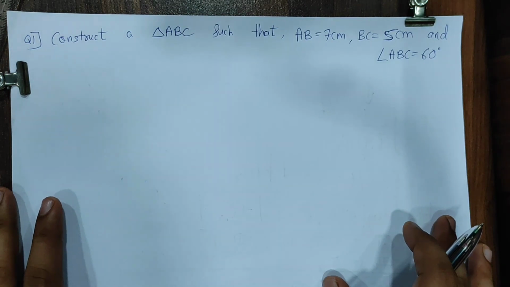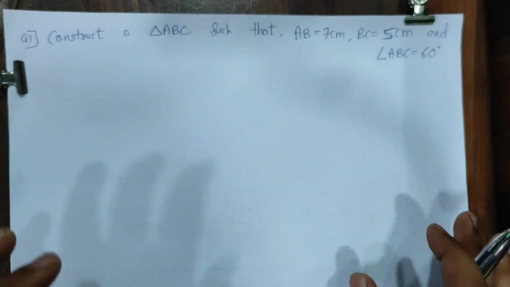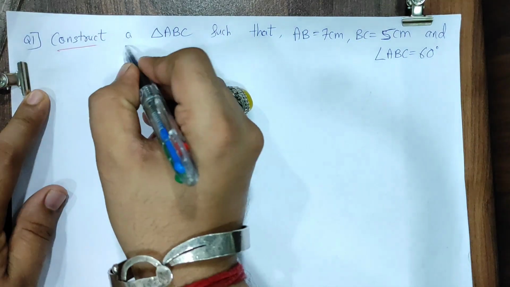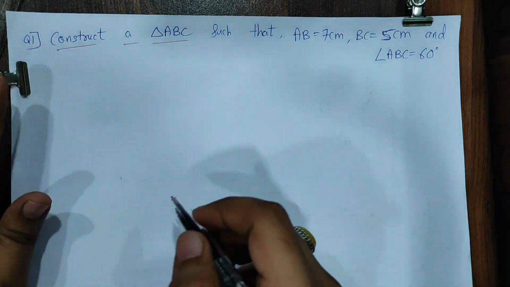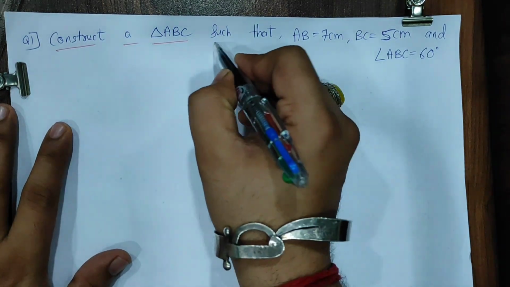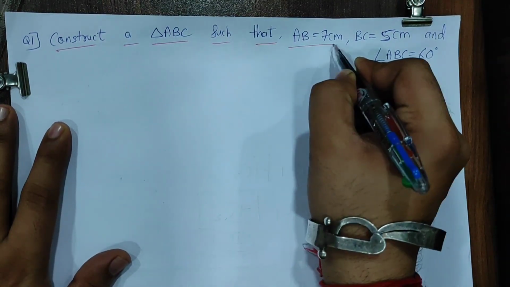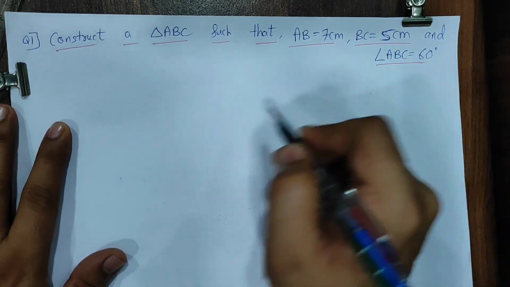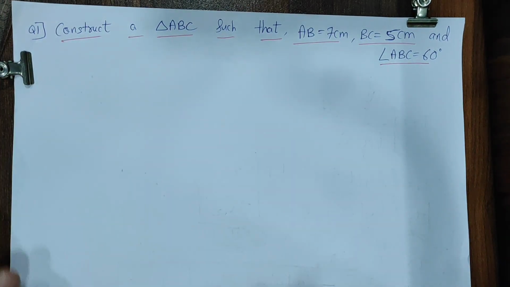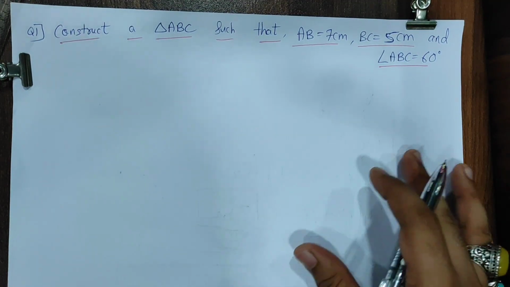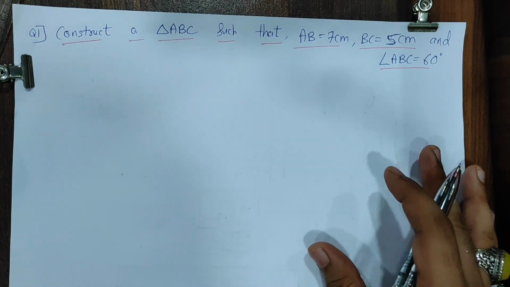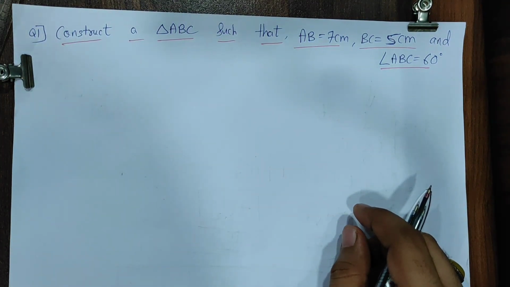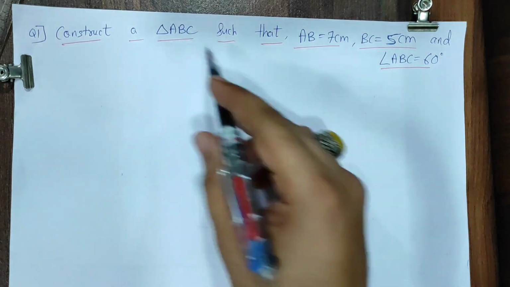Now let's see, students, the first question in front of you. I'm reading the question. Construct a triangle ABC such that AB is equal to 7 centimeter, BC is equal to 5 centimeter, and angle ABC is equal to 60 degrees. First of all, listen very carefully. It's compulsory for you all to draw a rough diagram whenever certain parameters are given.